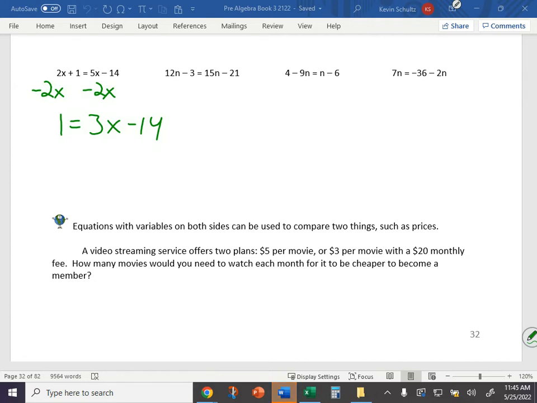Your other option would be to subtract 5x from both sides, move everything over to the left side, in which case your initial equation would read negative 3x plus 1 equals negative 14. As long as after your first step you've got one of these 2 things, you are in good shape. Depending on whether you move your x's to the right or to the left, it's going to look like one of those. You will get the same answer either way. It does not make a difference.